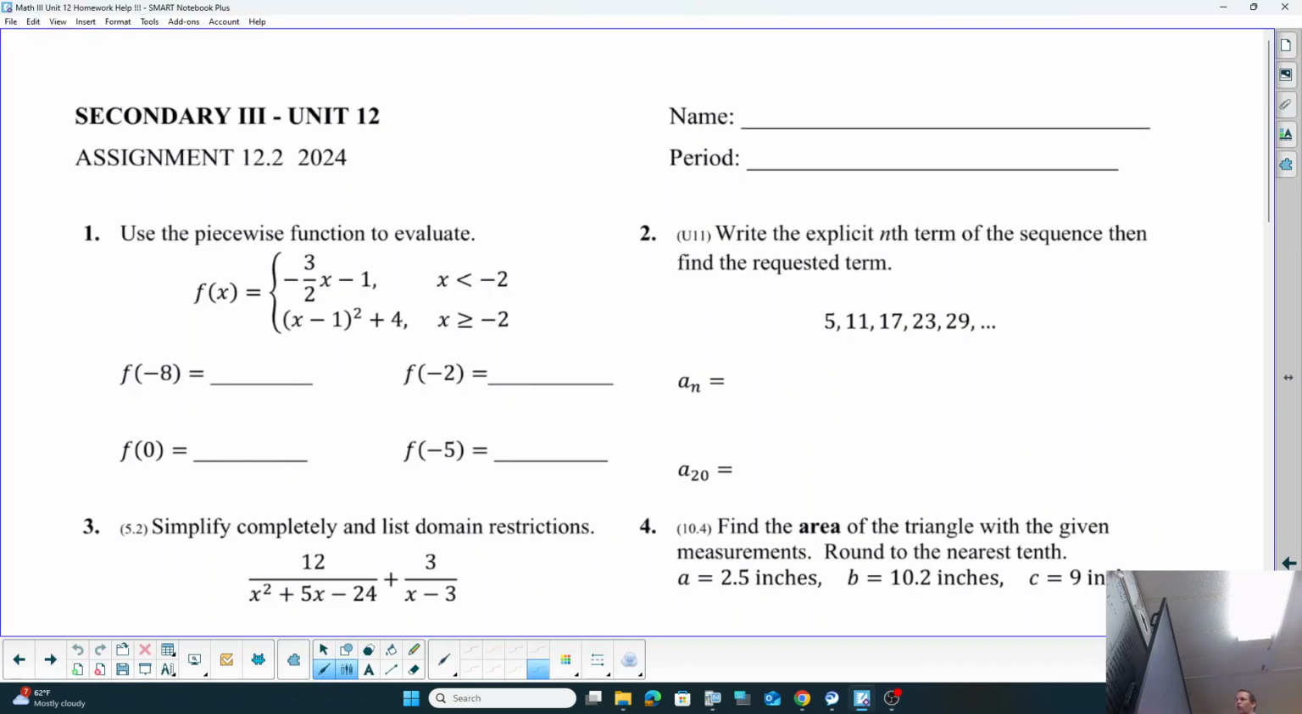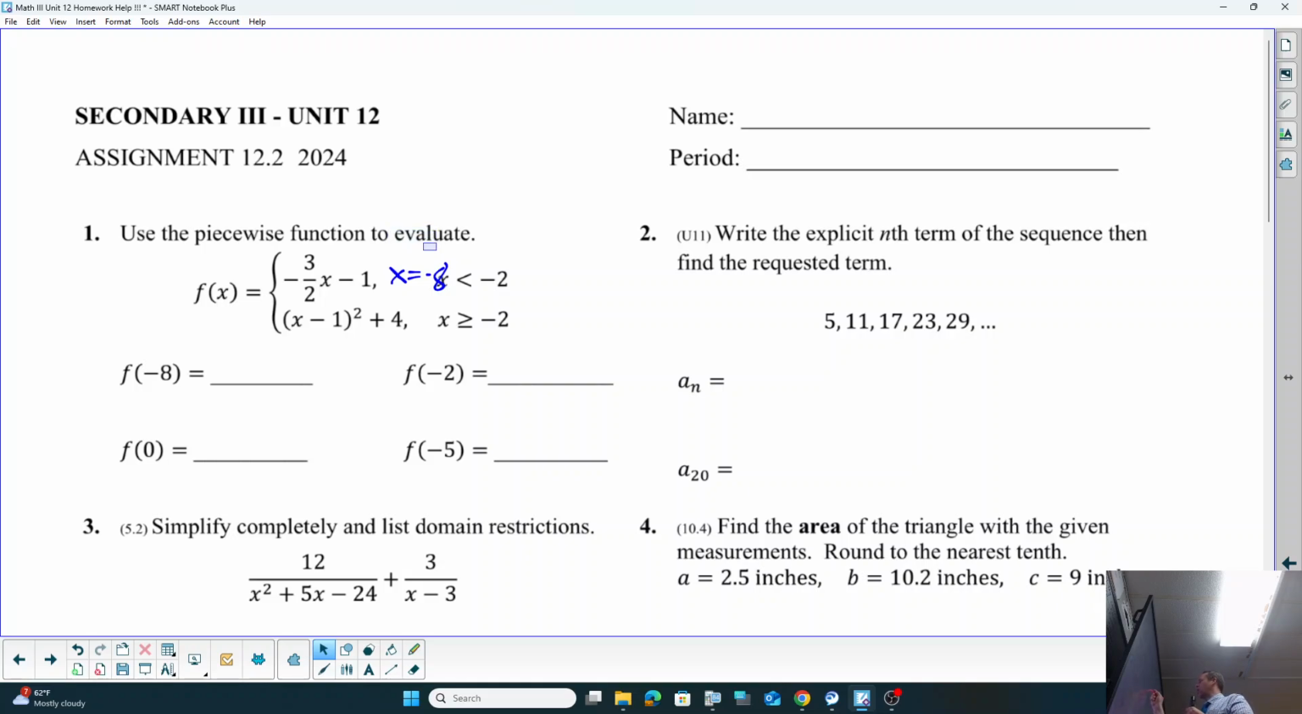Okay. So 12.2, piecewise functions. Did I do that at the beginning? Am I doing it now at the end? Either way, let's show it to you. So this one is asking you to evaluate. When it says f of negative 8, it means f of x where x equals negative 8. Then you take that x of negative 8 and see where to place it. Is negative 8 less than negative 2 or greater than negative 2? It's a negative number, so bigger is less. So it'll be less than negative 2.